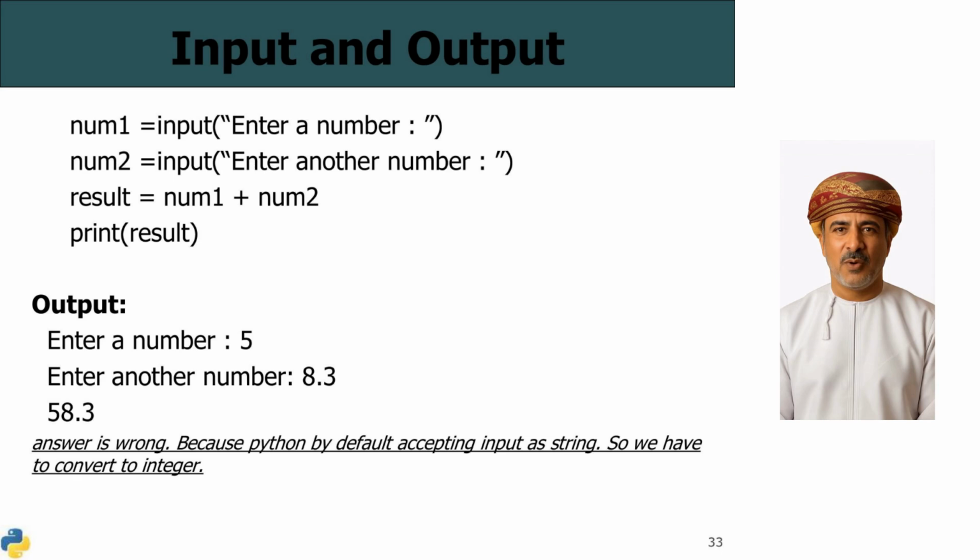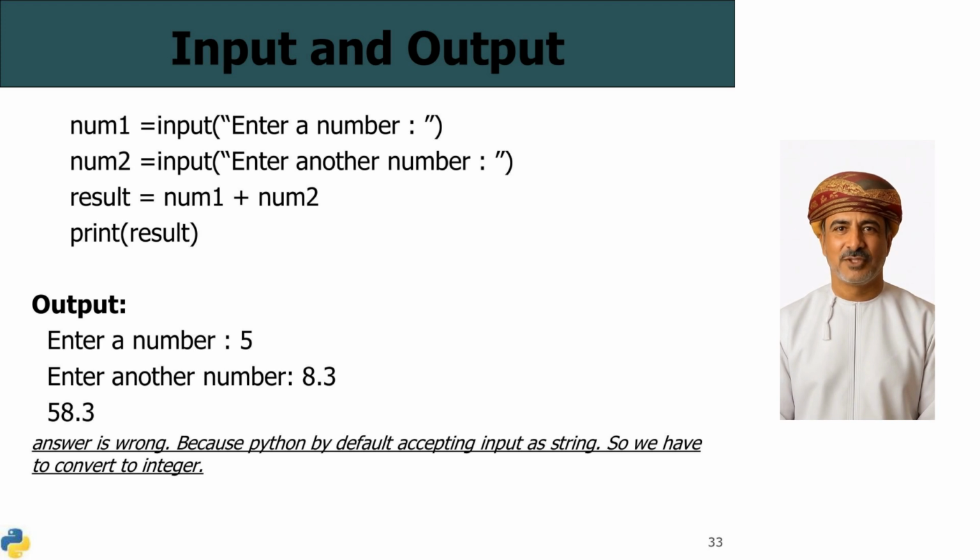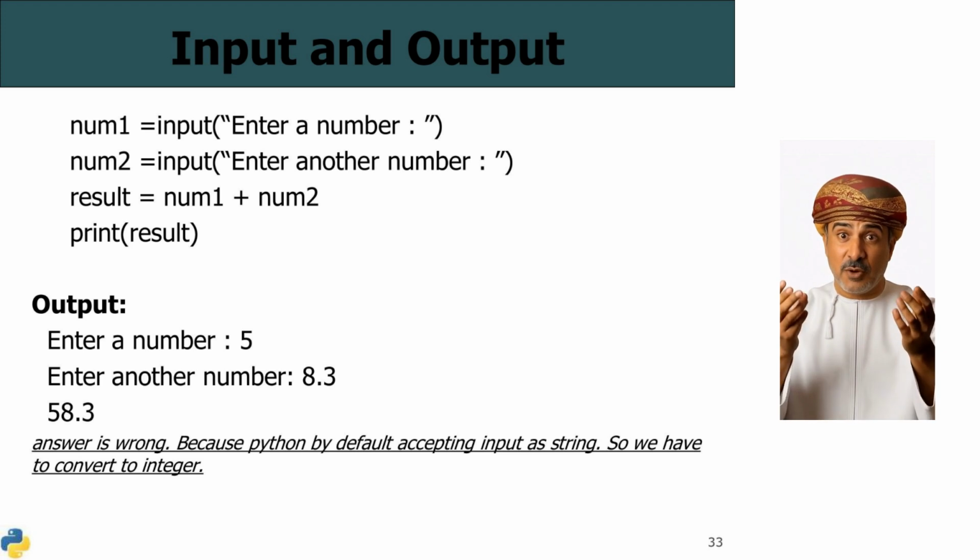When adding numbers in Python, inputs are treated as strings by default. For example, entering 5 and 8.3 results in 58.3 due to string concatenation. To perform arithmetic, convert inputs to integers or floats using the int or float functions. This ensures correct numerical addition.